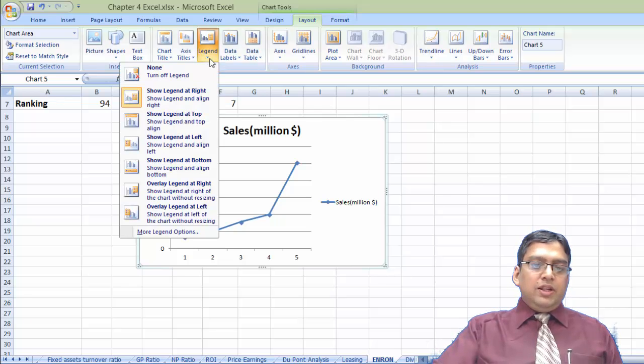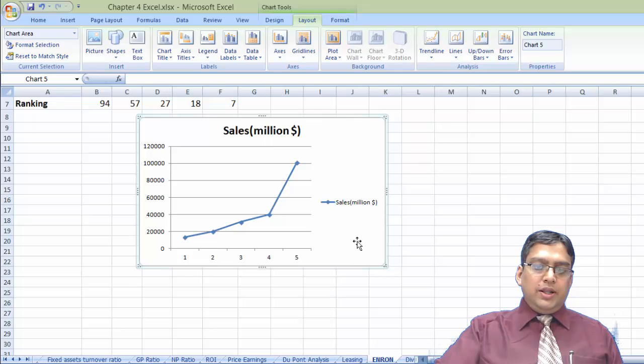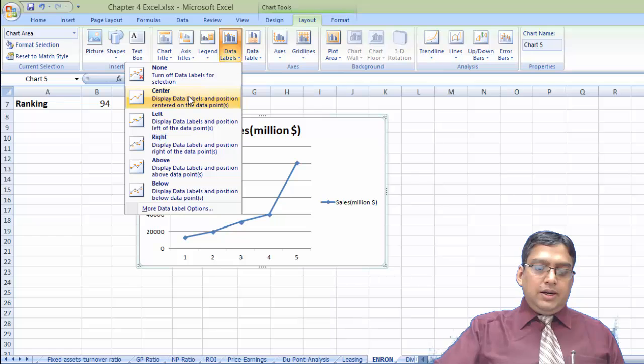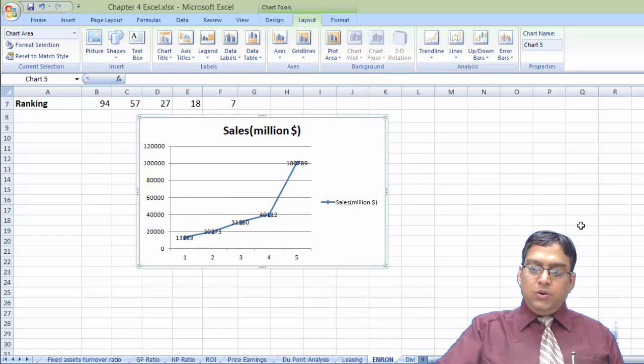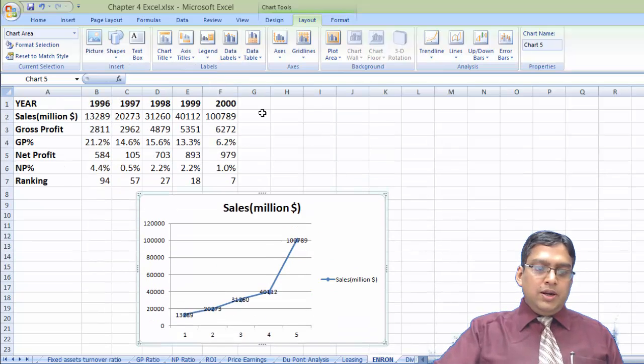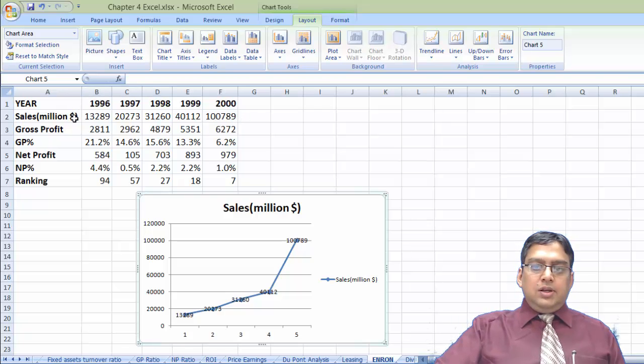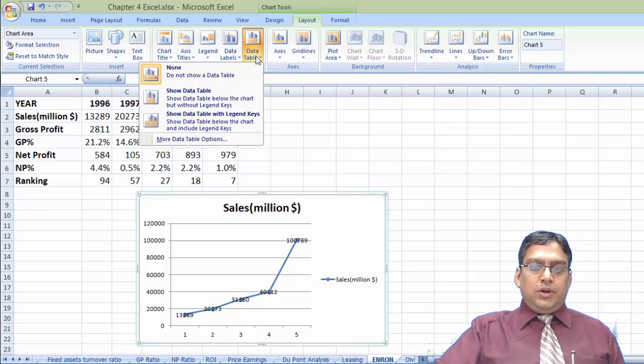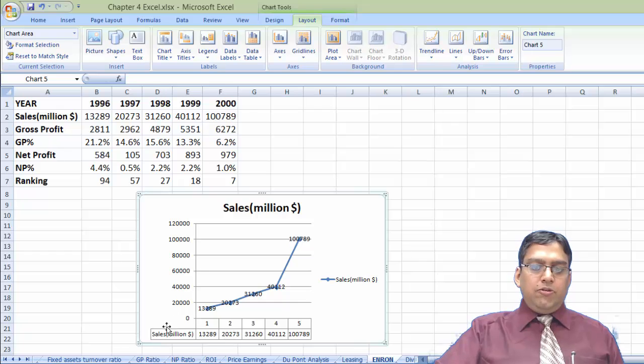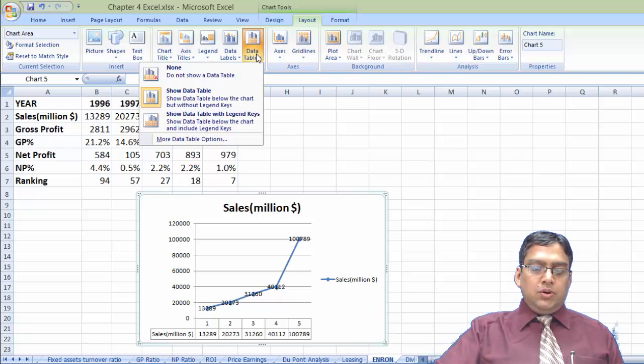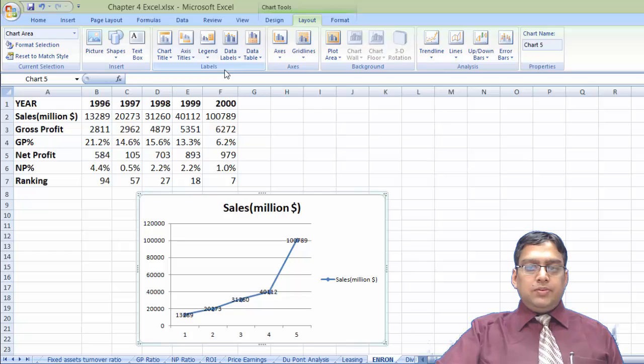Legends, there are various legends, shown by default at the right. Data labels, these are data labels. These are the values which are mentioned in your data series. Data table, you can reflect your data table below, side, anywhere. That is your data table. If you deselect this option, data table is removed.